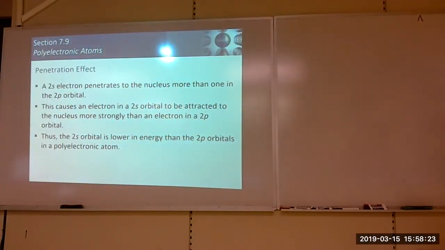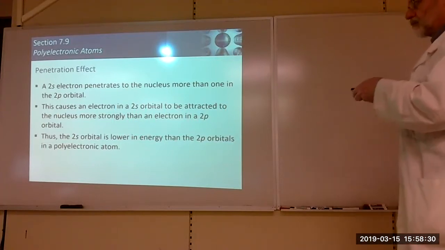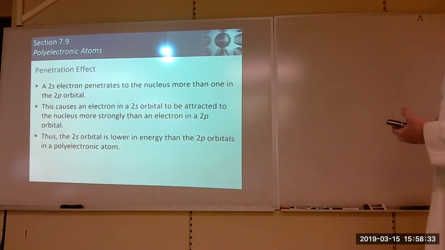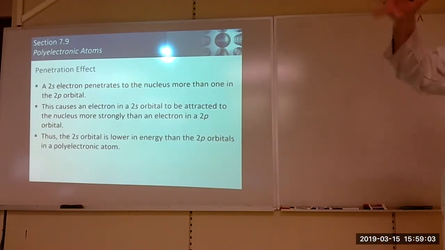The concept of the penetration effect. This just means that the probability of finding an electron nearer the nucleus, that is penetrating closer to the nucleus, is more pronounced for the s orbital than it is for the p. It has a lot to do with the shape of the orbital. Since the s orbital is spherical, with qualification, it's definitely spherical if n equals 1. But if it's a 2, it's kind of like it has shells. It has high density here, and you move out, it has another region of high density. But it's spherical in general shape.